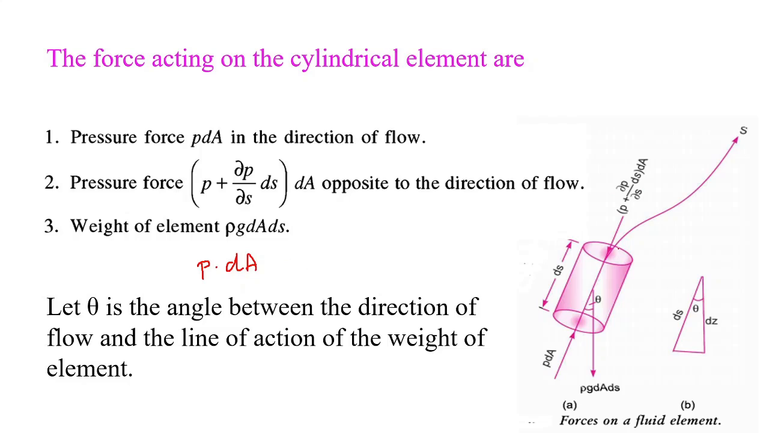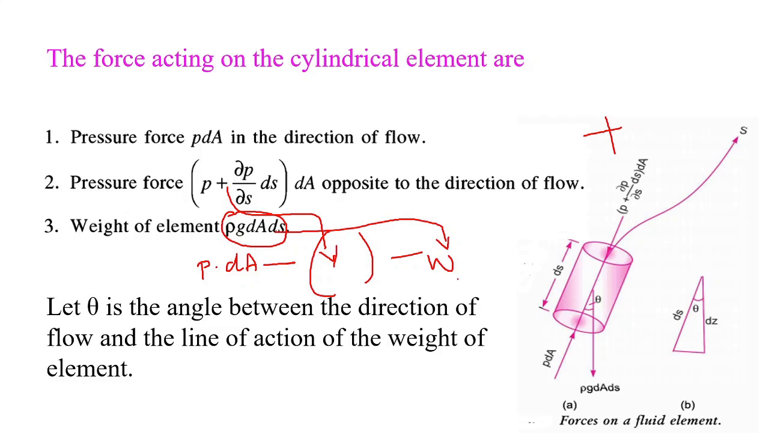So we'll take the direction of flow as positive. P into dA is negative, so minus P plus dou P by dou S into ds into dA. Then which force is acting? Weight is also acting, so I'll take this term as the weight of the fluid element.